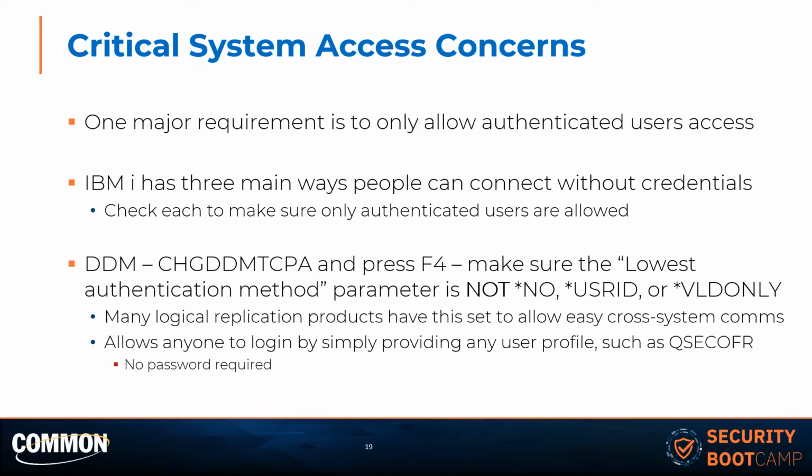Here, you're going to use the Change DDM TCP/IP Attributes command and press F4. You're not actually going to be changing, you're only going to be viewing these items. If you see *SAME, you don't have a high enough level of authority. Log in with a higher level authority account and check the command again by using F4. Look for the lowest authentication method parameter. You want to make sure that it is not set to *NONE, *USRID, or *VLDONLY.